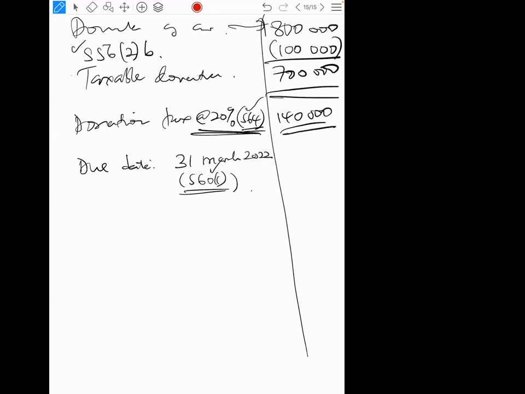Then B, it says, so much of the sum of the values of all property disposed of under donation by a donor who is a natural person, as does not during any year of assessment exceed 100,000. That is the calculation that I performed here. So that annual exclusion of 100,000 applies to natural persons per annum.